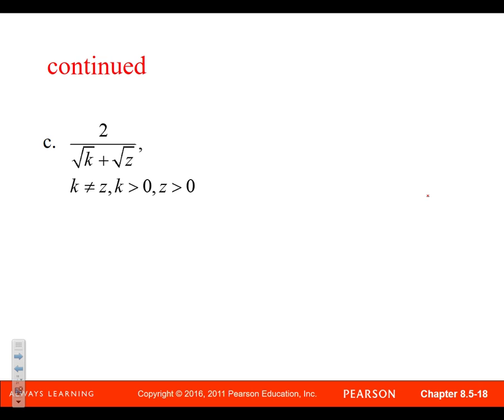So now we're going to do K minus. What we're going to do here is just go root k minus the square root of z, which is going to give me simply k minus z, and then on the top I'm going to get 2 radical k minus 2 radical z. Right, guys?